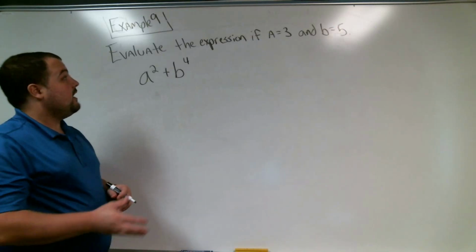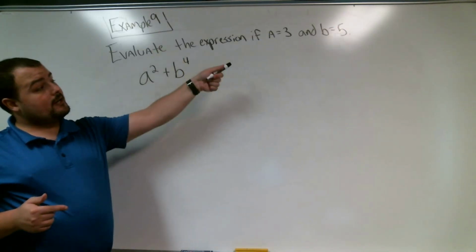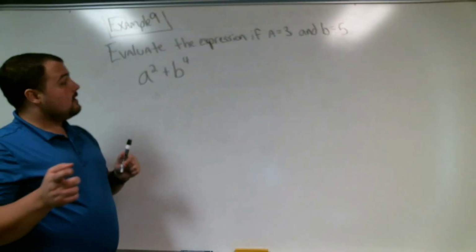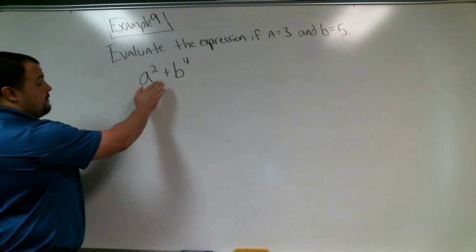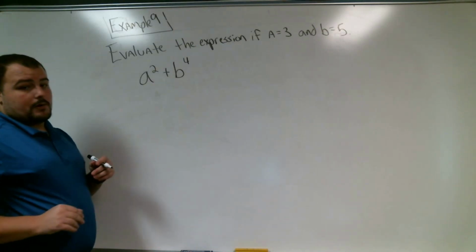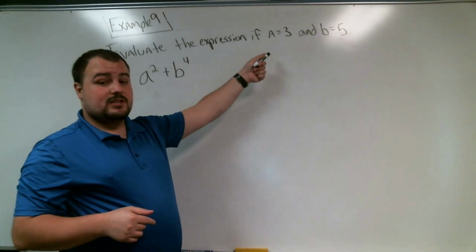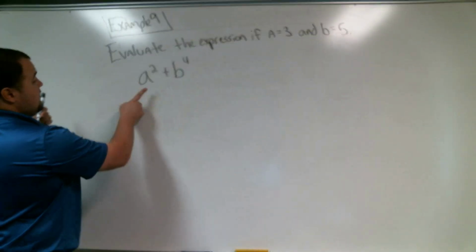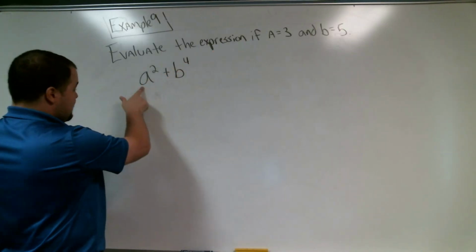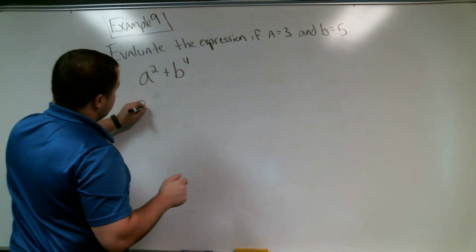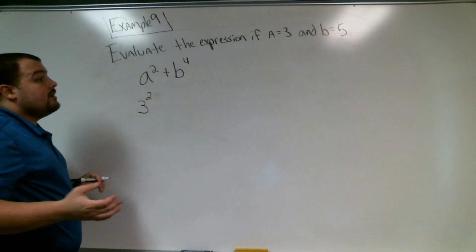For example 9, it says that we need to evaluate the expression if we know that the letter A equals 3 and the letter B equals 5. So in this problem, we have a squared plus b to the 4th power. One of the first things we're going to do is use the information we see up here and replace it into the problem down here. I know the letter A is 3, so where I see the letter A, we're going to change it to the number 3.